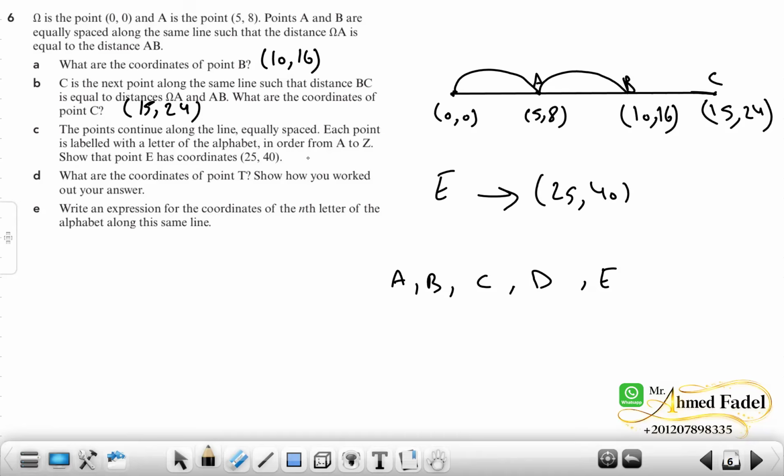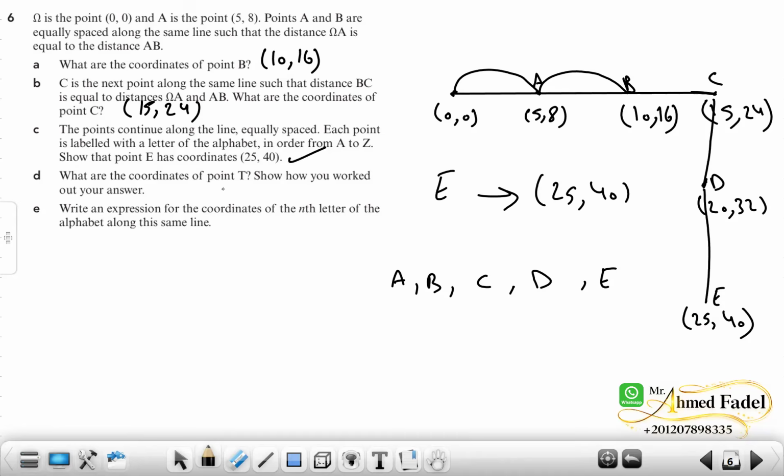25, 40 exactly. Look at this. You multiply the x by 5, and you multiply the 8 also by 5. So it is going to give you exactly 25, 40. D is going to be 20, 32. And then E is going to be 25, 40. This is how you can show it. But definitely we didn't have enough space to show you the rest of the line.